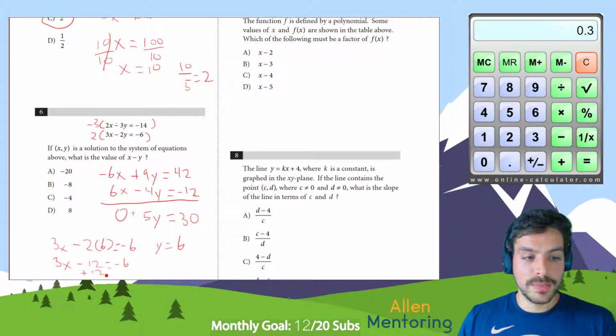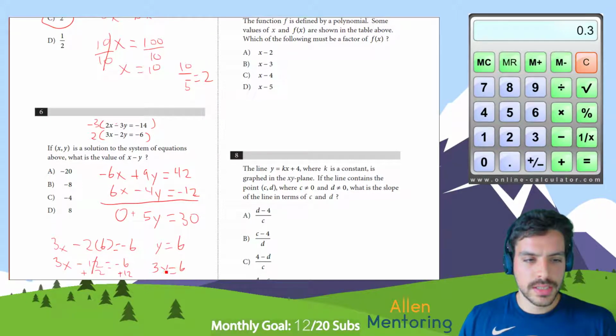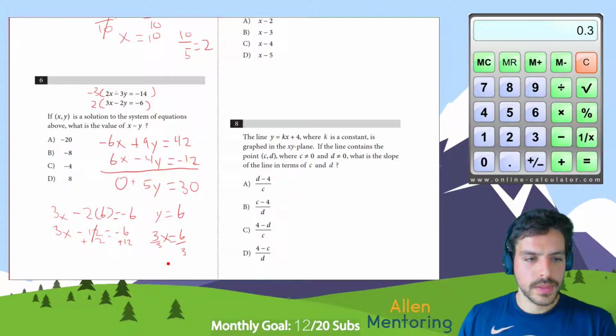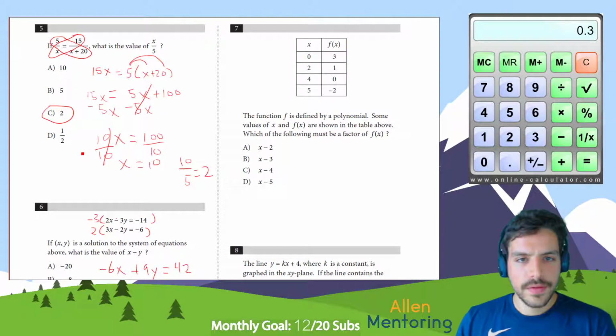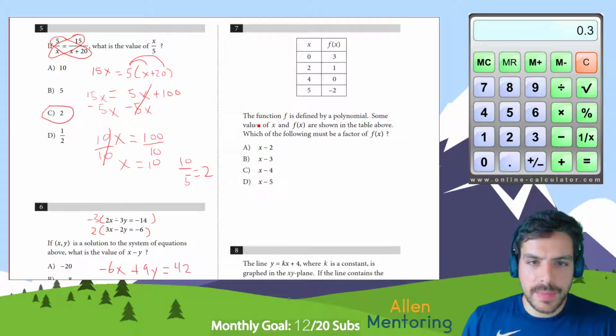I'm going to add 12 to both sides because I want to do the opposite to both sides. And now this cancels out, and I get 3x is equal to 6. Divide both sides by 3. This cancels out. Hence, x is equal to 2. And if x is 2 and y is 6, what is 2 minus 6? -4. Very nice.